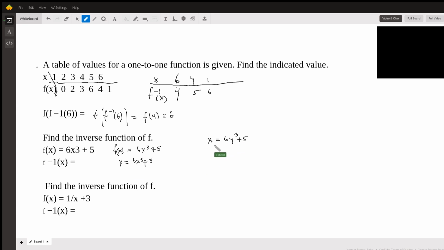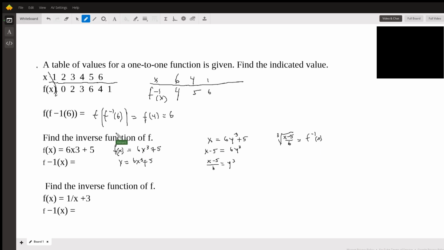Now we're going to solve for y. So x minus 5 equals 6y cubed. And then x minus 5 over 6 equals y cubed. And then the last step would be the cube root of x minus 5 over 6. And that's equal to y. But instead of writing y, we're just going to write f inverse here. So that's the way you find the inverse algebraically.